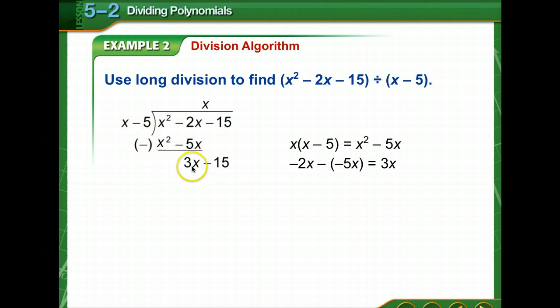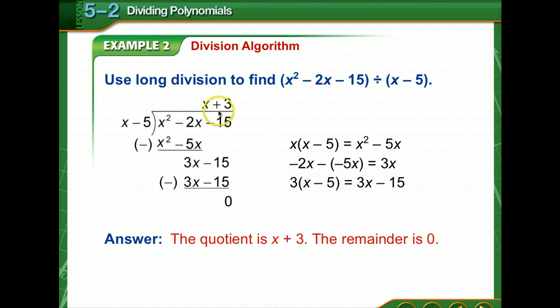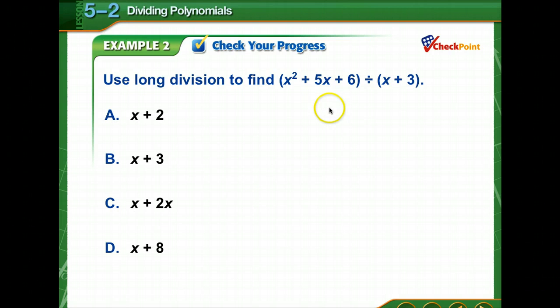X goes into 3x. How many times? Well, 3. 3 times x is 3x. 3 times negative 5 is negative 15. And again, we're going to subtract them from each other. So it changes both of these signs, so we have a remainder of 0. So our answer is x plus 3. The remainder is 0. So time for you to check your progress. Come back and check your answer in a moment.